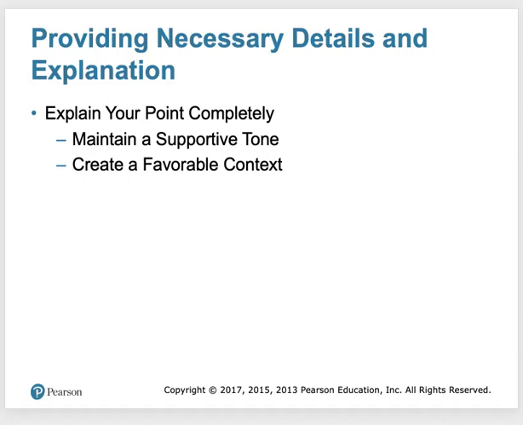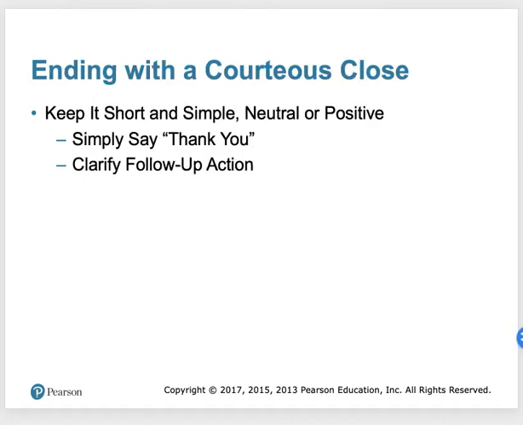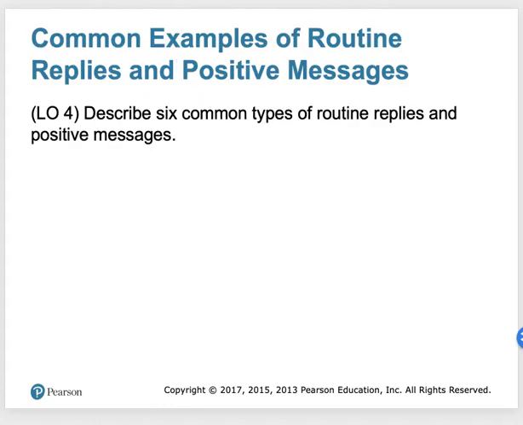Kind of covered all 3 of these slides in that explanation, so let's move on to the next slide, which goes over learning objective number 4. Describe 6 common types of routine replies and positive messages. Now, most routine and positive messages fall into 6 main categories. They're either an answer to a routine request, grants of claims and requests for adjustments, recommendations, informative messages, good news announcements, or goodwill messages.